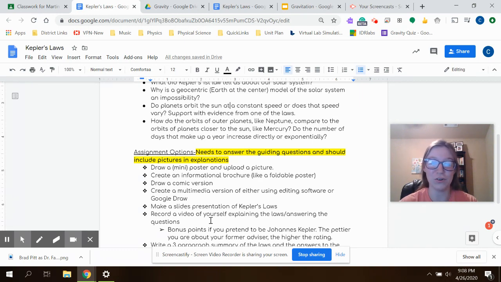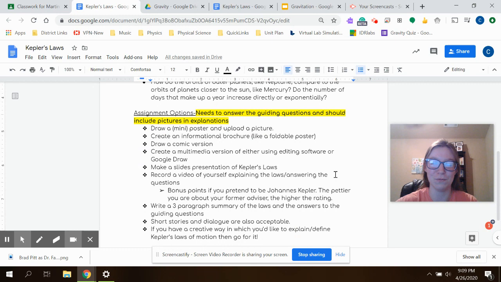You could record a video of yourself explaining the law and answering the questions. If you want to do this using Screencastify, it's super, super easy to use. And you can actually upload things to your YouTube account. Thinking about making YouTube videos once all this is over. Boom, new skills. Bonus points if you pretend to be Johannes Kepler. The better you are about your former advisor shutting you off to the side and basically ignoring half of your research, the higher I'm going to rate you.